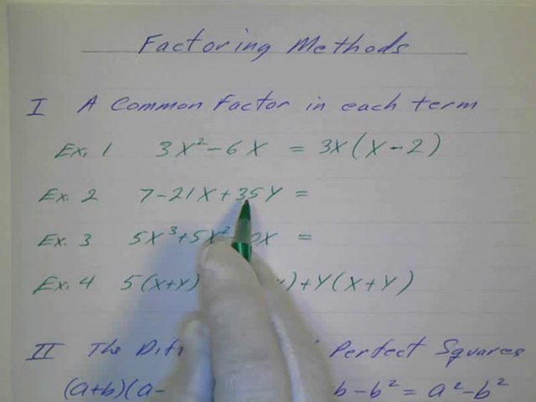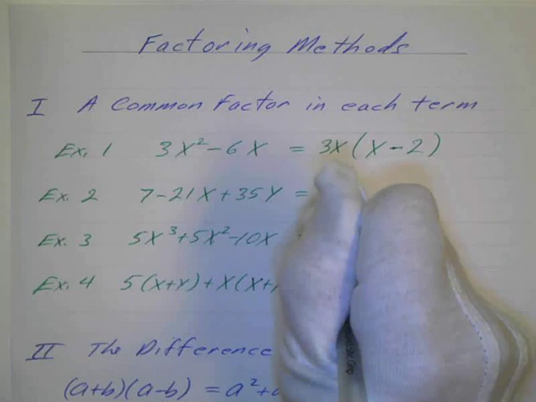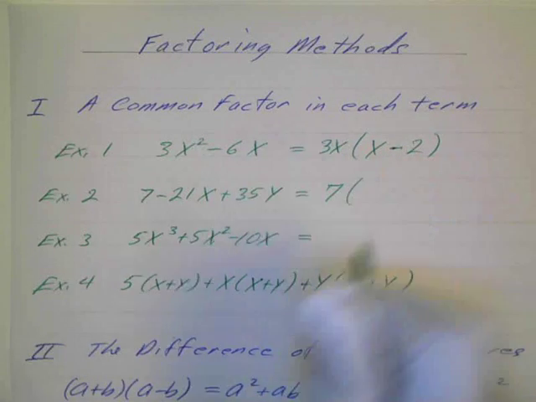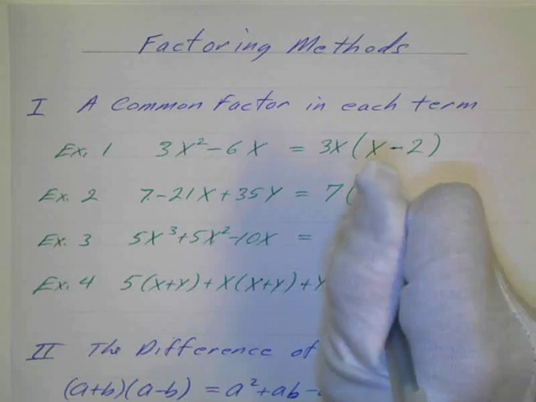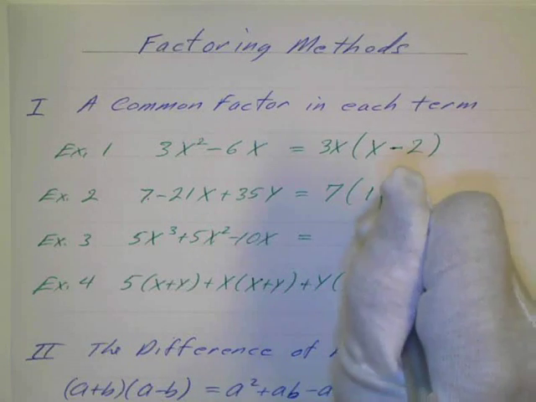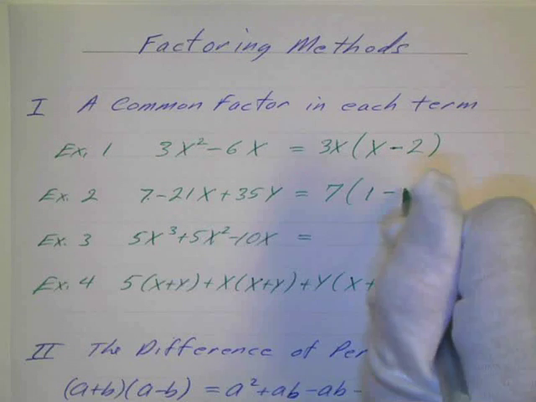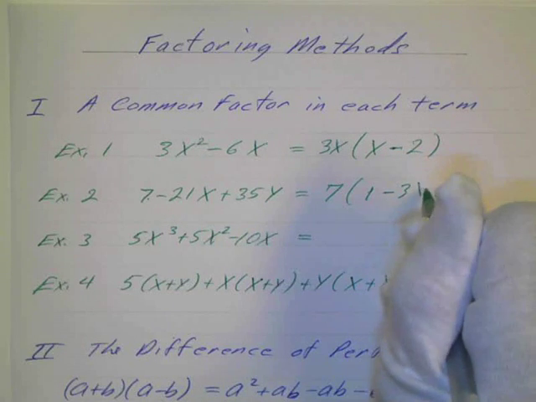If we look at example number 2, we've got a trinomial, 3 terms, and each term there is a factor of, it looks like, 7. So that's what I'm going to factor out, so I'll take out the 7. And what's left in the first term, I divide each term by 7. 7 goes into 7 once. So there's just 1 in the first term. Minus 7 goes into 21 3 times. And an x is left.